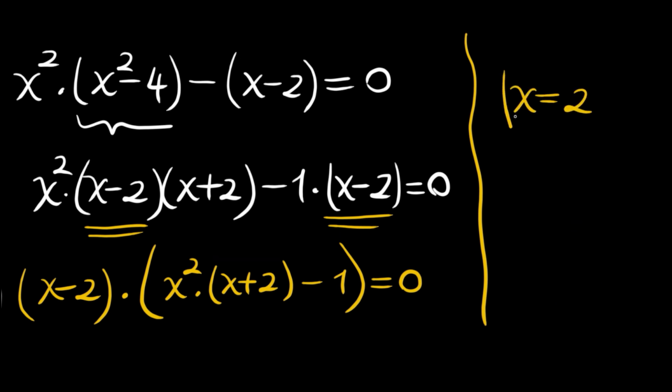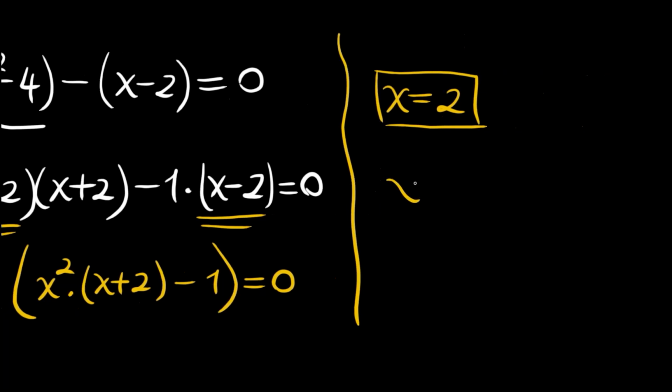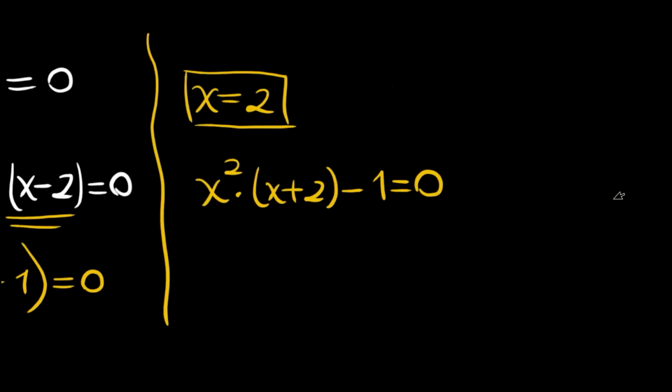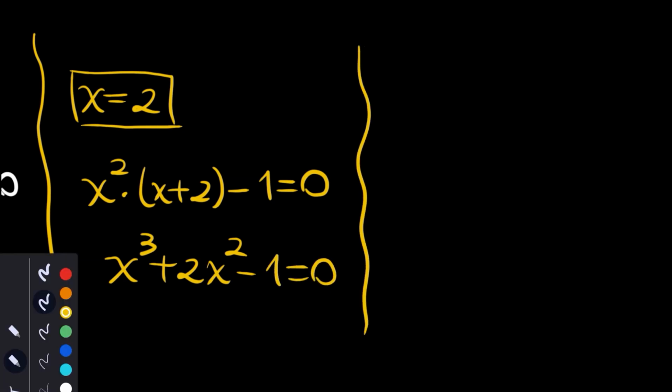We will check whether it satisfies or not. But we are left with x squared times (x plus 2) minus 1 is equal to 0. This is a cubic. Let me expand that. x cubed plus 2x squared minus 1 is equal to 0 is our cubic to be solved.